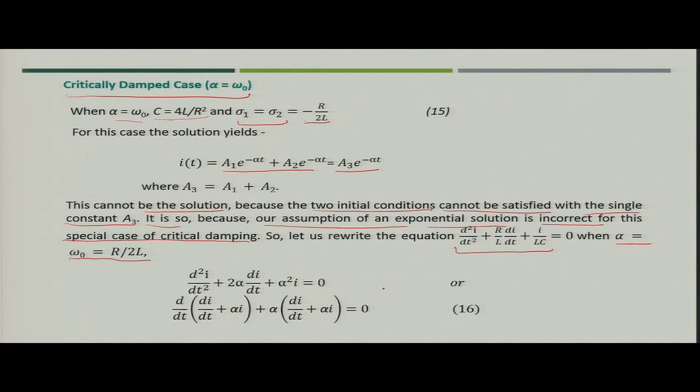So, when we put this value, our equation will become d2i by dt2 plus 2 alpha di by dt plus alpha square i, or you can rearrange and say d by dt of bracket di by dt plus alpha i, plus alpha times bracket di by dt plus alpha i, is equal to 0. That means, if you rearrange it, you can separate out 2 alpha di by dt as alpha di by dt plus alpha di by dt, and when you rearrange, you will get this equation.